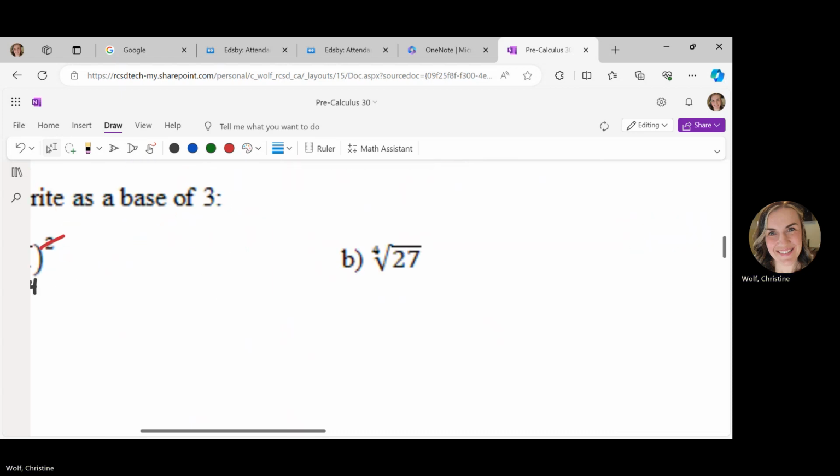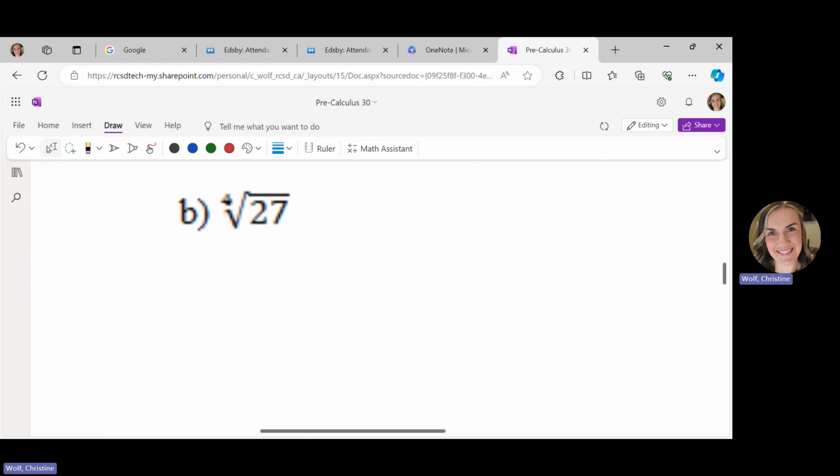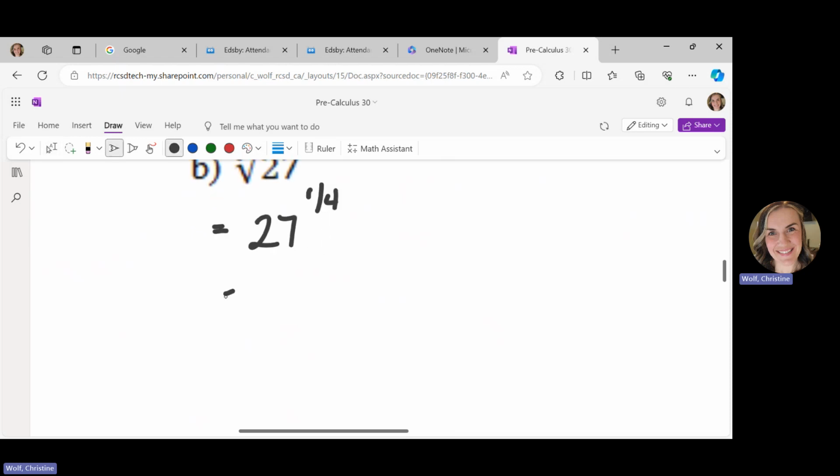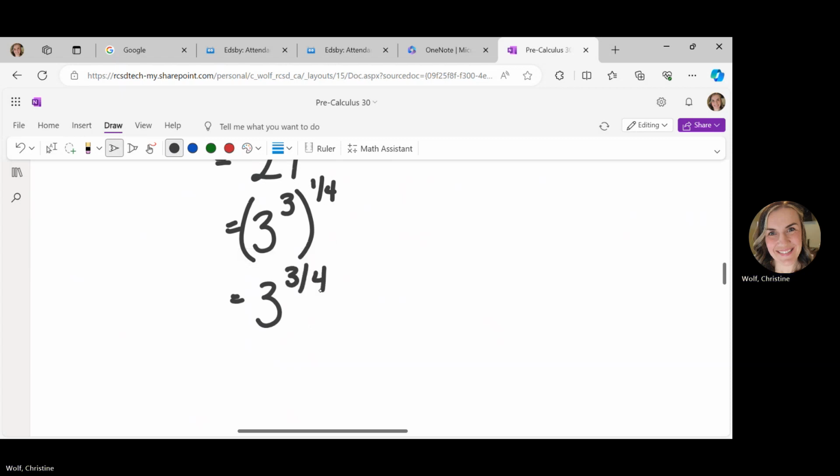Next one. Don't take the 4th root of 27. You can't. Okay? You can't 4th root 27. So what you're going to do instead is you're going to rewrite this as 27 to the power of 1 over 4. So whatever your index is becomes your denominator. Then, can we rewrite 27 as a power of 3? Absolutely. 27 is just 3 to the 3. So that 3 to the 3 is done, but it's still all raised to the 1 over 4. And now that you have exponents side by side, you multiply those guys together, and you have 3 to the 3 over 4.